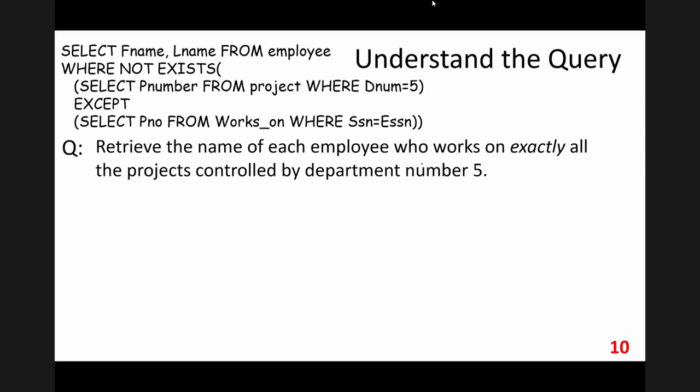This time, I want to check your understanding. So if you can, pick up the subtlety of the requirement change. Retrieve the name of each employee who works on exactly all the projects controlled by Department 5. Here, exactly all, okay?